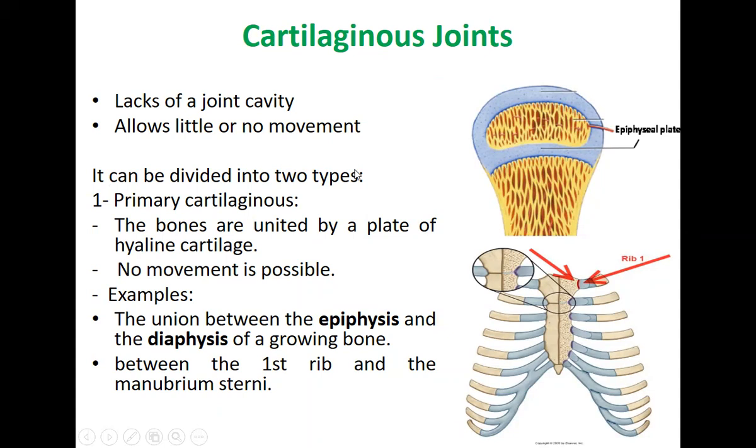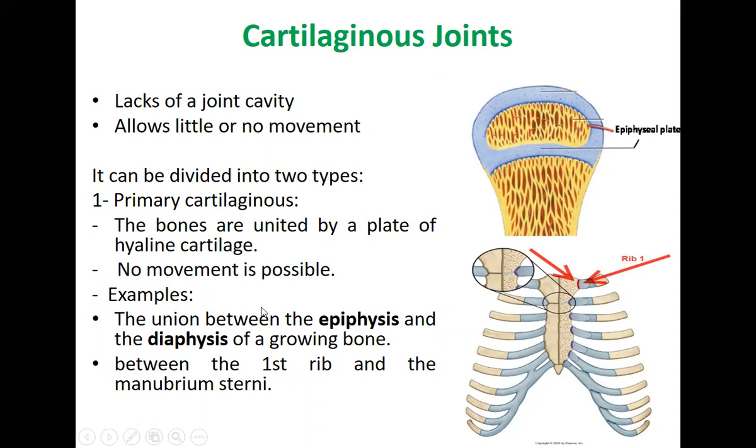It can be divided into two types, primary and secondary. The first type is the primary cartilaginous joint. The bones are united by a plate of hyaline cartilage. If you see here, this is the long bone. I had told you that in children the bones are more numerous because they are not yet fused. This is called the epiphysis, this is called the diaphysis. In between, these two are fused by a joint, the hyaline cartilage. No movement is possible between the head and the shaft of the bone. So this is the primary cartilaginous joint.